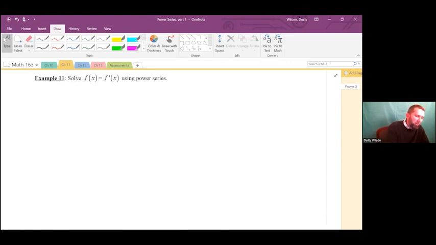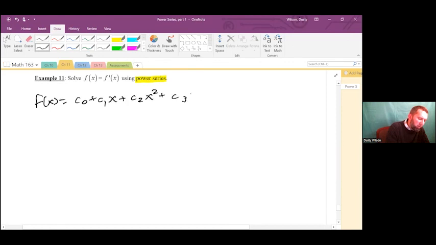So let's think about it. If we're working with power series, then that means that f of x must be equal to some c0 plus c1x plus c2 x squared plus c3 x cubed plus dot, dot, dot. And we don't know what the C0, C1, C2, C3 are. Those are the constants that we need.